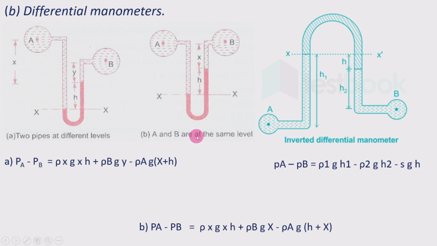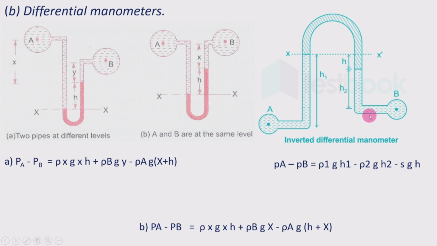Then if A and B are at the same level, these two are at the same level, then we can write the PA minus PB difference here. On this side, rho g into h plus rho B into g into x, minus on this side rho A g into (h plus x). This distance can be given as the height from the datum line XX, x plus h. By using this, we can find out the difference in the pressure.